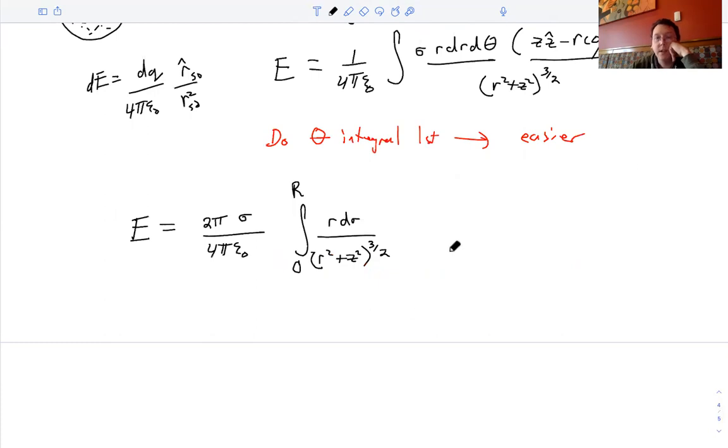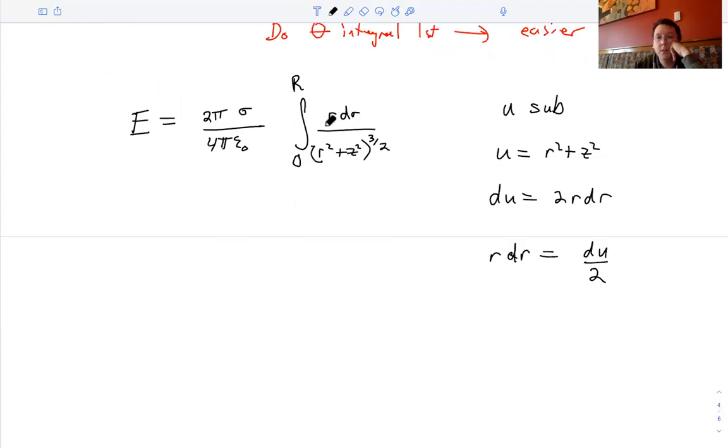So this is an integral you guys can do. We're going to use a u substitution. We're going to say u equals r squared plus z squared. So du equals 2r dr, or equivalently, r dr equals du divided by 2. Just rearrange.